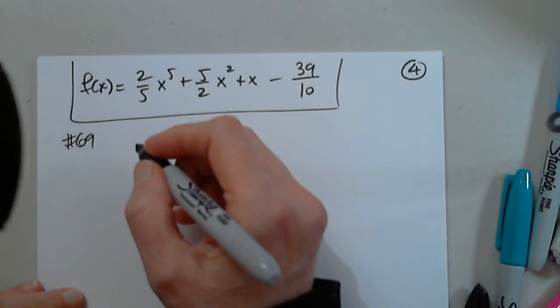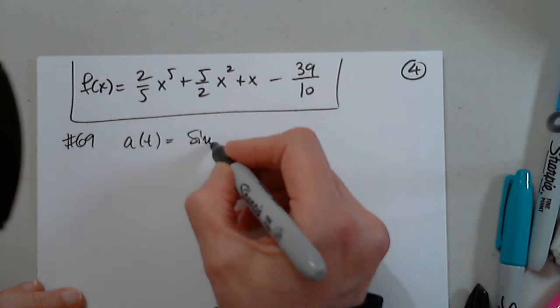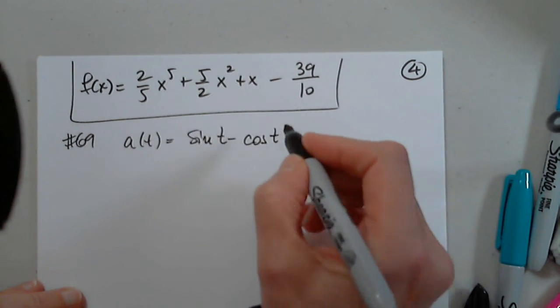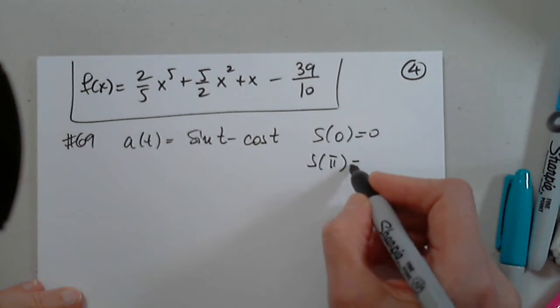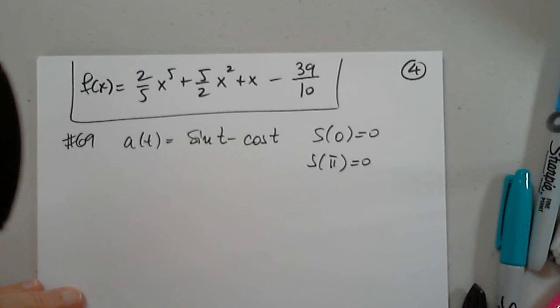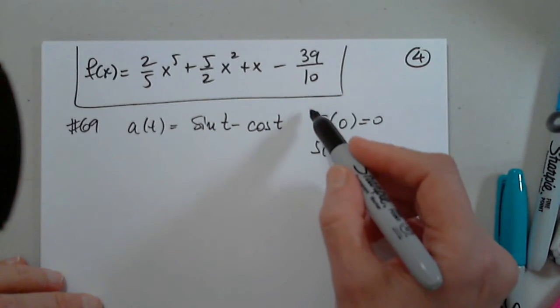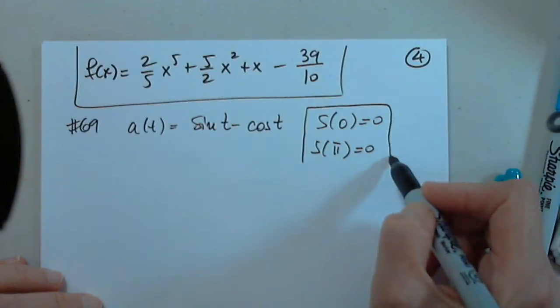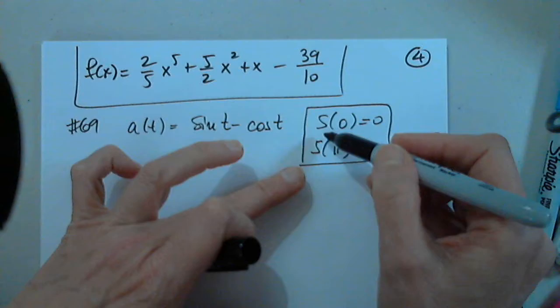69. Let me copy it. So a of t, which is the acceleration, the second derivative, is sine t minus cosine t. S of 0 is 0. S of pi is 0. Perfect. Okay. So notice that this time we do not have any condition for the derivative. Both of them refer to the distance.